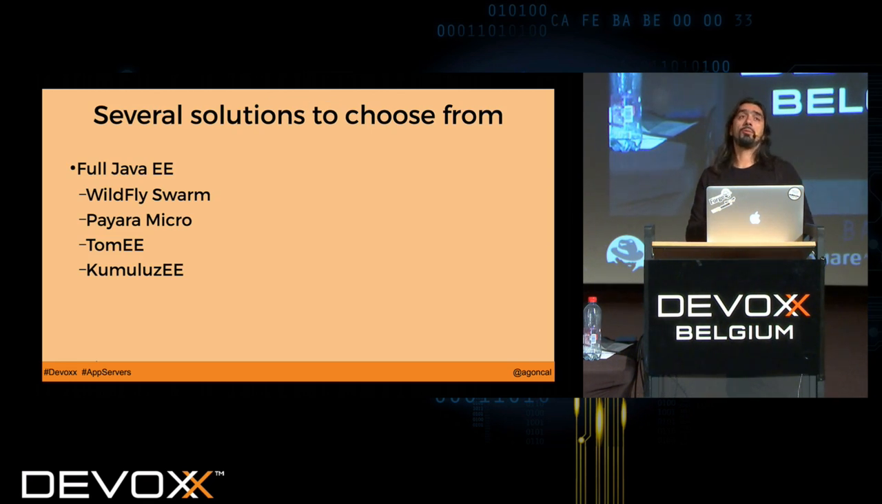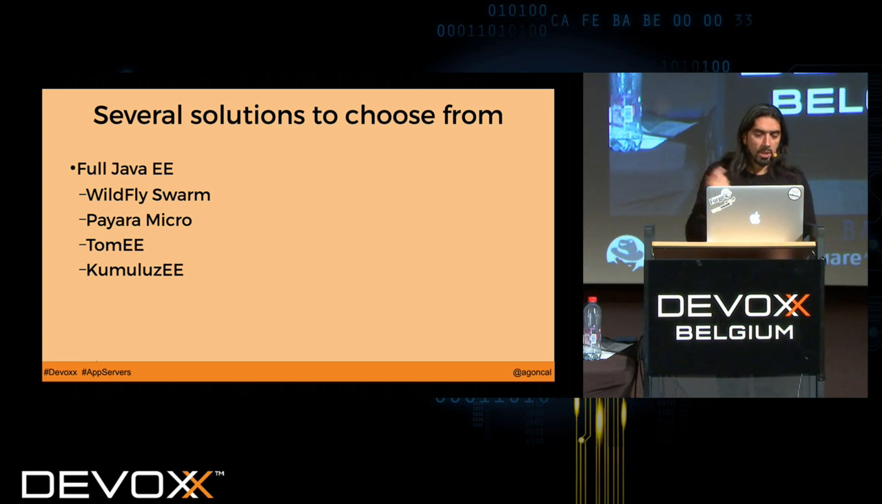We can already do that in Java EE. There are all these frameworks here. I'll be using WildFly Swarm, but we have Payara Micro, TomEE, or KumuluzEE. We can do that. We've been doing that for more than a year now. Because application servers are made of bits and pieces, let's only take the bits and pieces that we need, and package that into a jar file with our code in it.